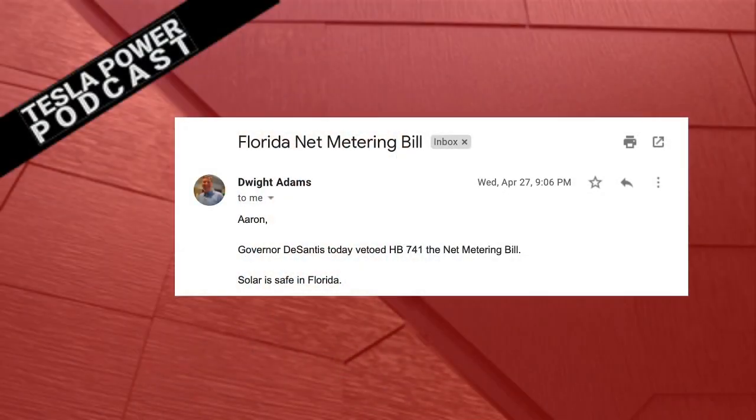All right, next up, we've got Dwight Adams. He has a quick update on HB 741 in Florida. He says, quote, Governor DeSantis today vetoed HB 741, the net metering bill. Solar is safe in Florida, end quote. And it's good, from my perspective, I would say that the net metering incentive stays.